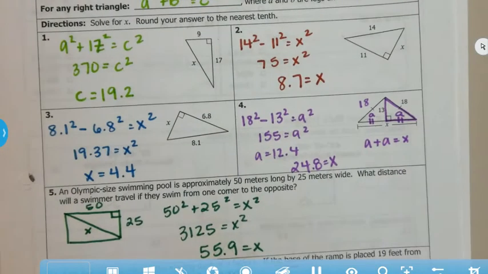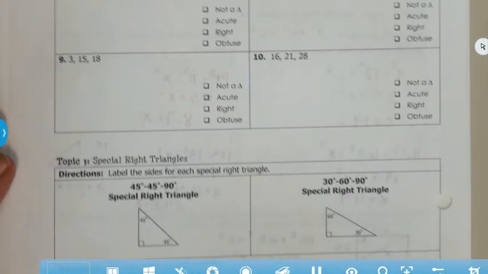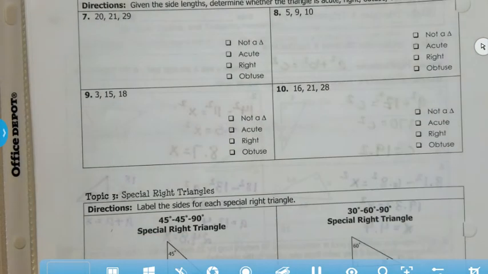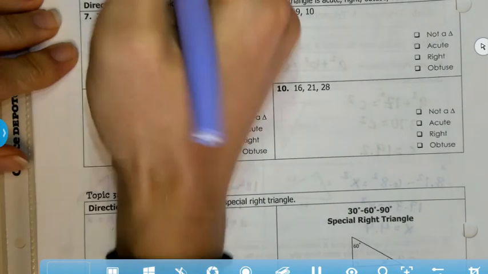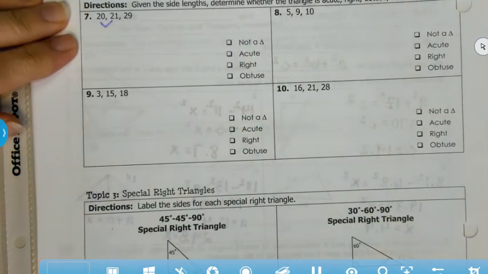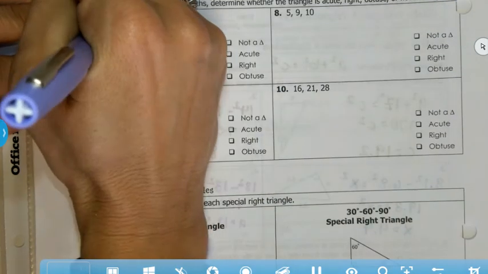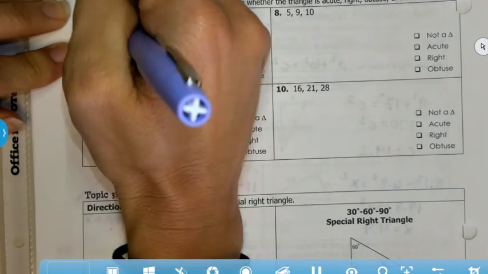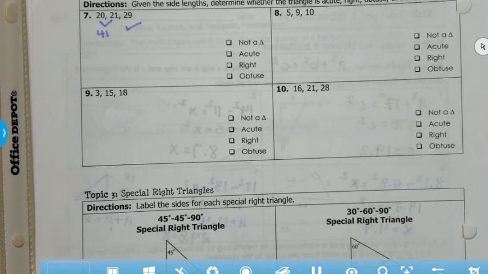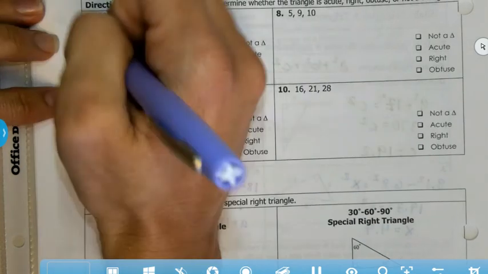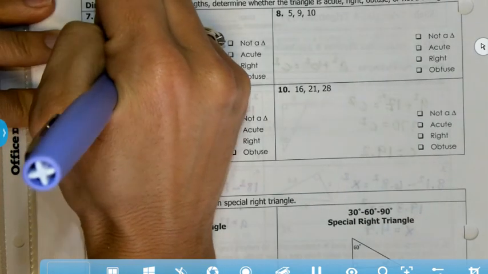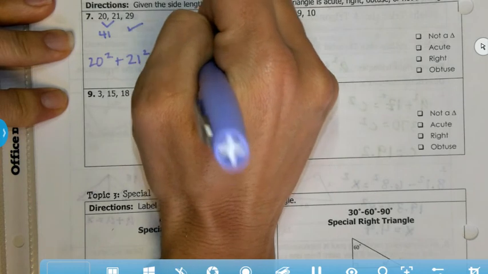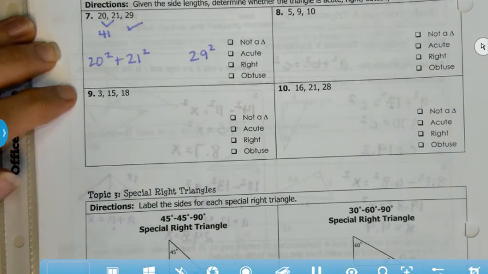All right, let's take a look at the back, page 23 in your unit packet. Now remember, the first thing that you have to do in classifying these triangles is make sure that you actually have a triangle. So you have to add the two smaller sides together and make sure that they are bigger than the third side. So the two smaller sides in number 7 are 20 and 21, and 20 and 21 added together is 41, and 41 is bigger than 29, so we're good. It is a triangle. So now we do a squared plus b squared and c squared. So we do 20 squared plus 21 squared, and then we do 29 squared over here. So tell me what type of triangle this is now.